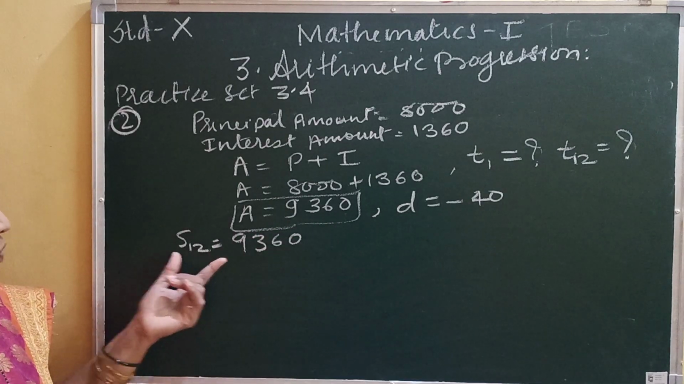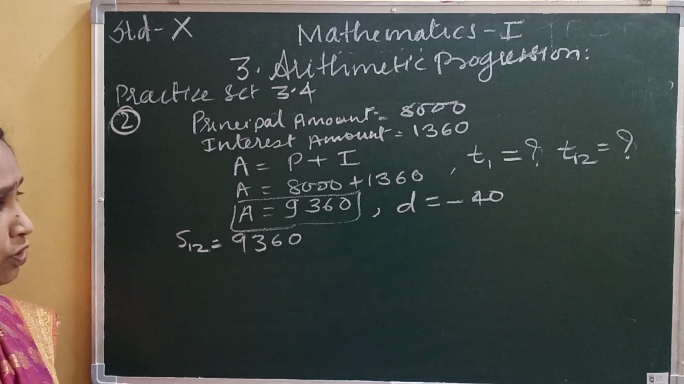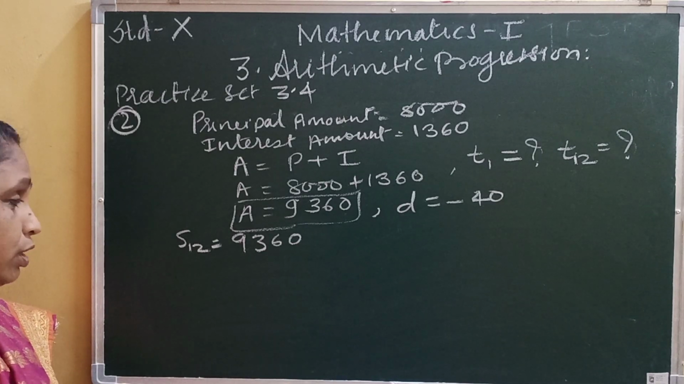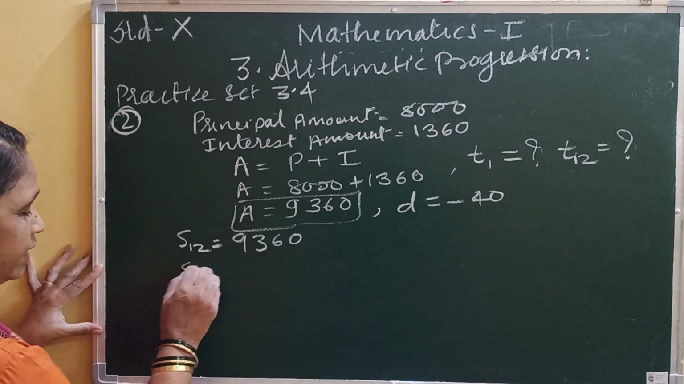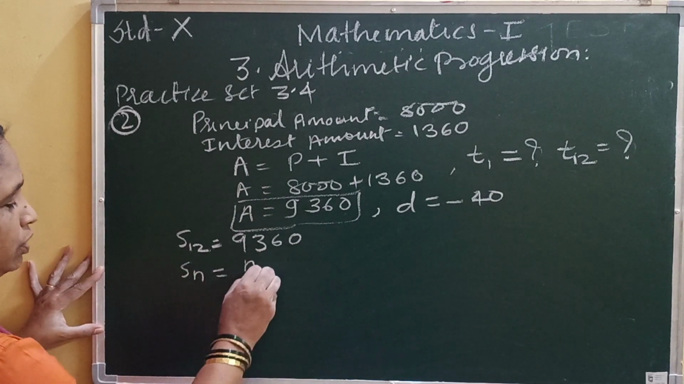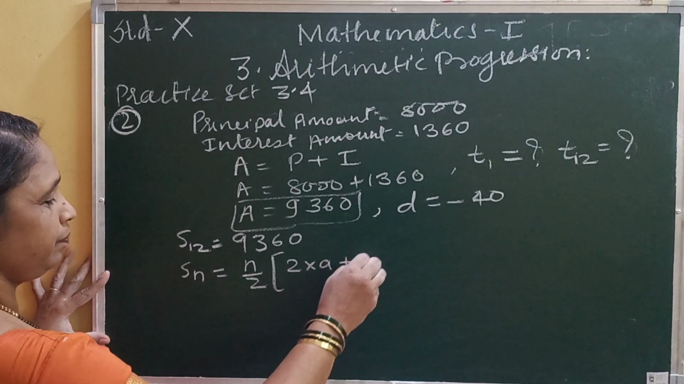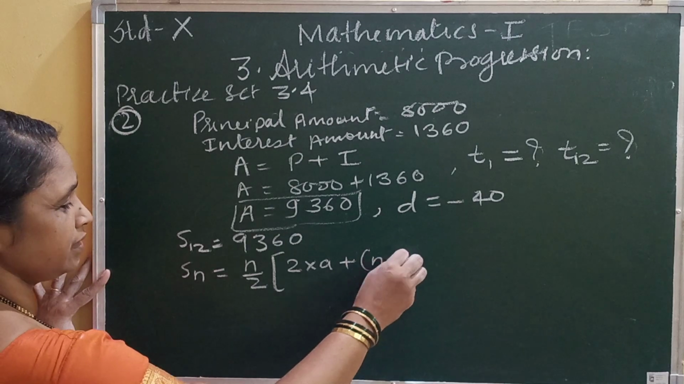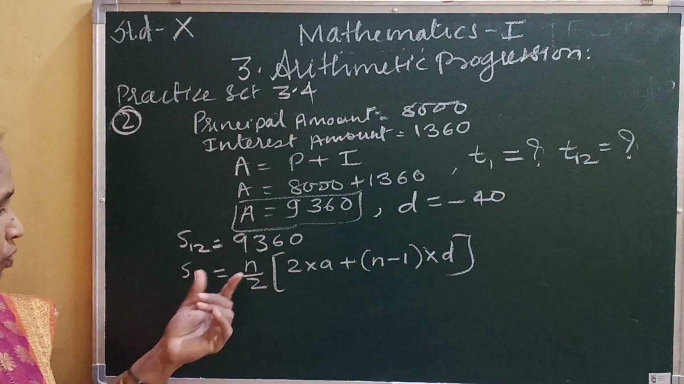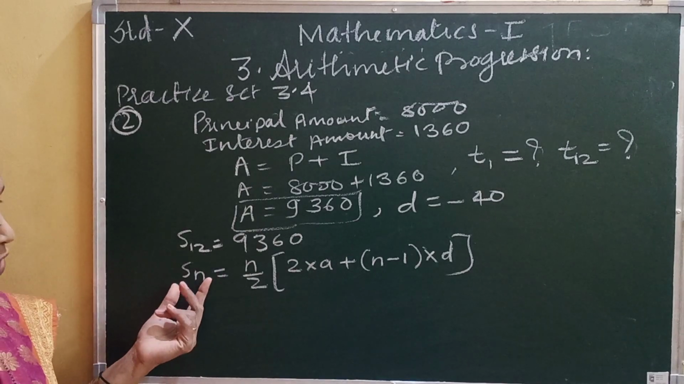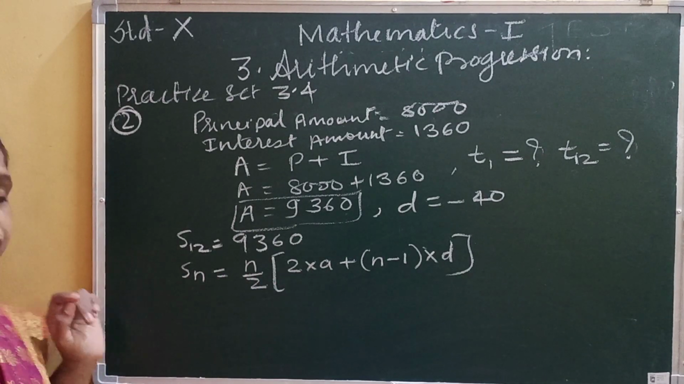S12 is given, Sn is 9,360. Okay, so first what we have to find out? The first term we have to find out. So the Sn formula you have to use. Sn is equal to n by 2 into 2A plus n minus 1 into D. Now here these all terms we know. N we know, Sn we know, and D we know. So we can find out the first term.